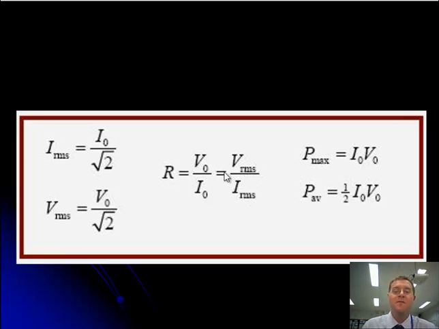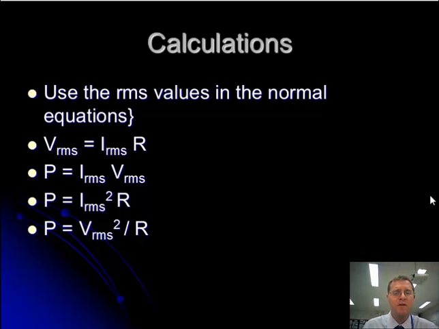For power, the maximum power is always going to be the peak current times the peak voltage, and the average power, which we'd more typically get, is going to be half of that value. So some useful formulas to come away from that are to recognize that Ohm's law, V equals IR, is consistent as long as we're consistent with using root mean squared for both. The power can be calculated from the root mean squared current multiplied by the root mean squared voltage, and that's the average power we're going to get.